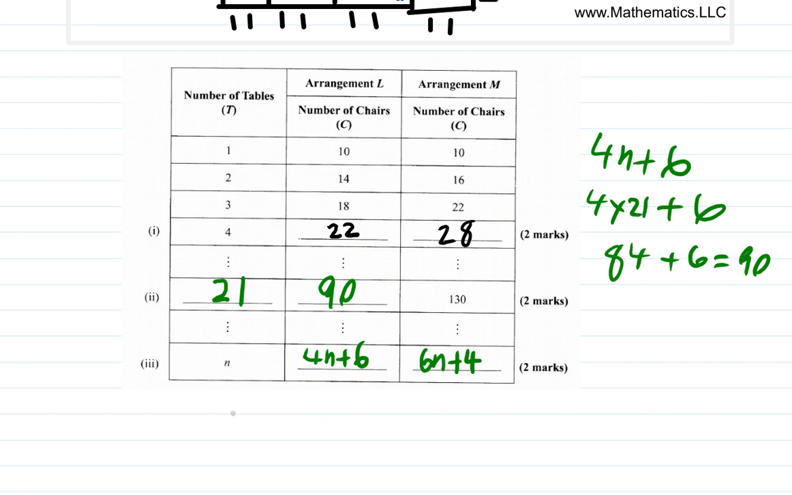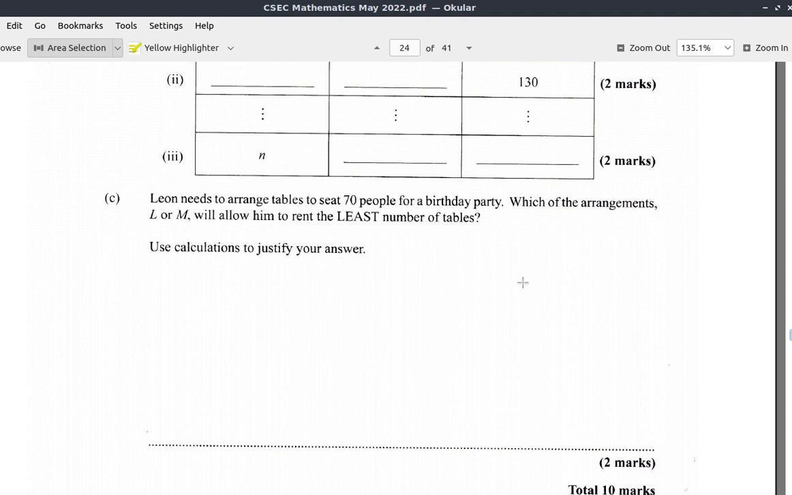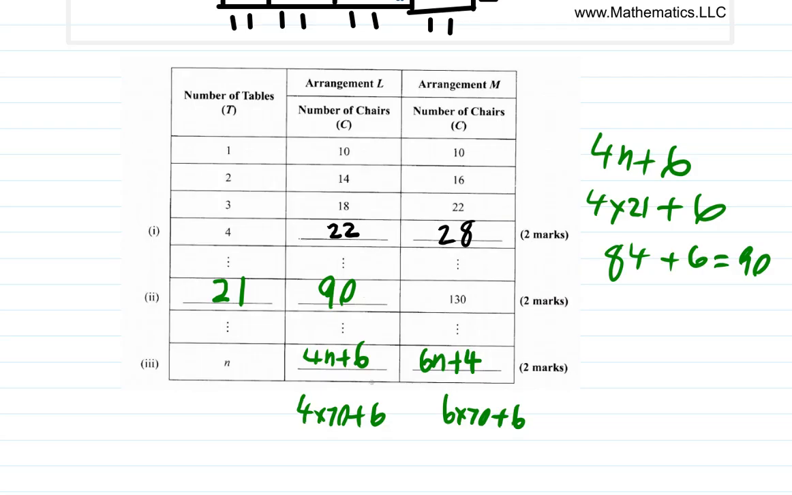So, you want n, but number of chairs, 70 people. With arrangement L is 4 times 70 plus 6. With arrangement M is 6 times 70 plus 6. That's 70 people, 70 chairs, right? Hold on, what? Let's look back at it. Okay, right. Which arrangement will make him use the least number of tables, right? It's 70 chairs, means 70 people.